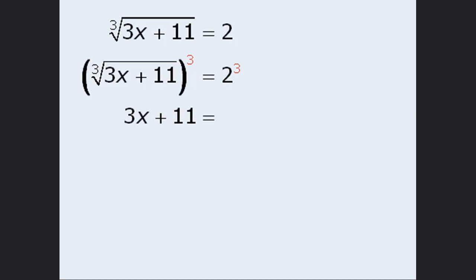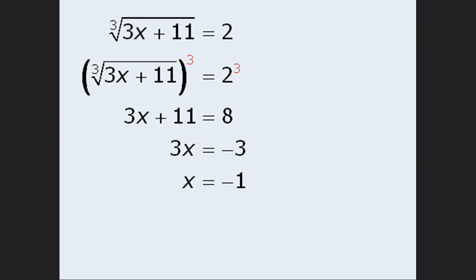Now the cube root of 3x plus 11 all to the power of 3 is equal to 3x plus 11, and 2 to the power of 3 equals 8. From here we can solve for x by subtracting 11 from both sides, and then dividing both sides by 3 to get x equals negative 1. Now when it comes to cube roots, we do not need to check for extraneous roots, because it is okay to have a cube root of a negative number, and those roots are also negative numbers.